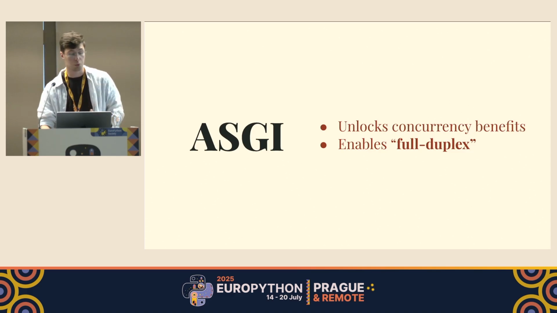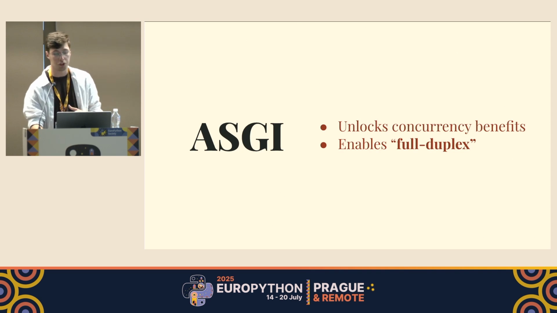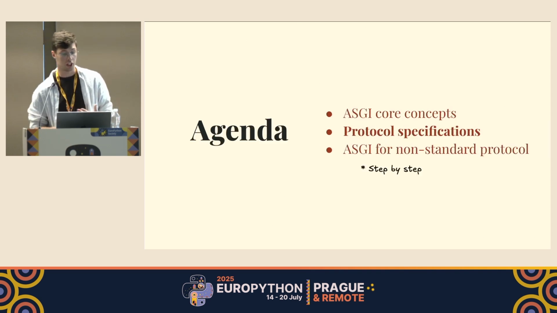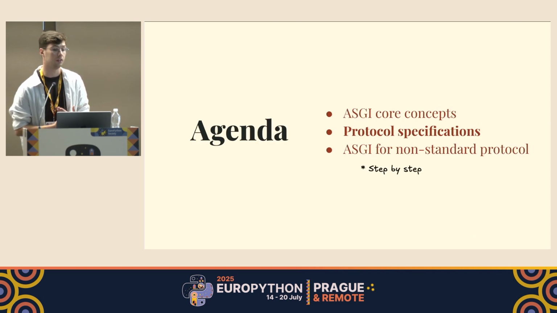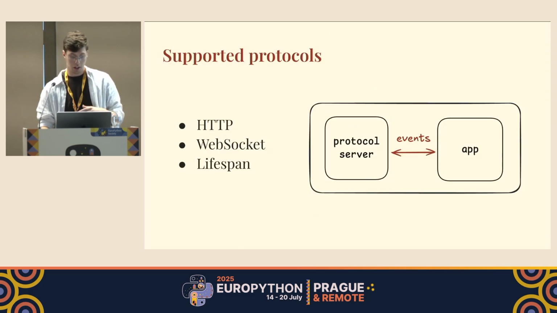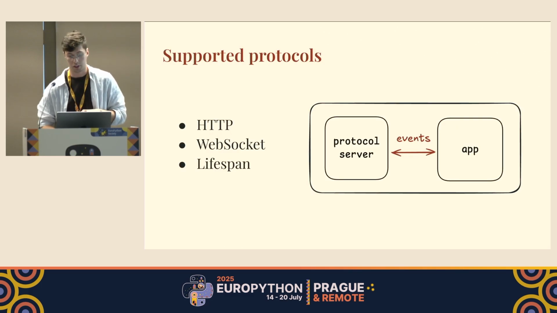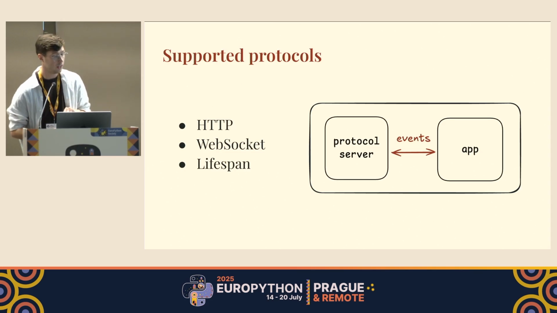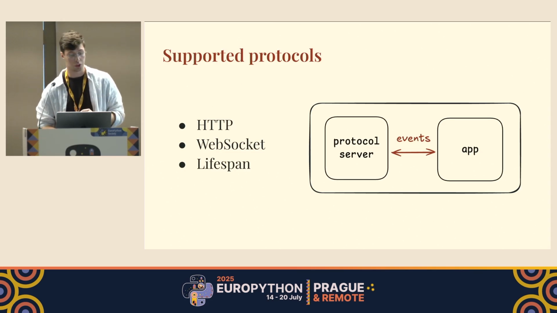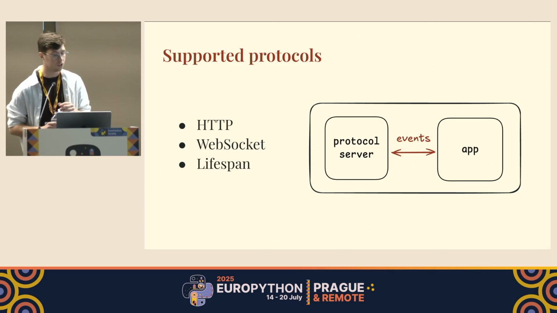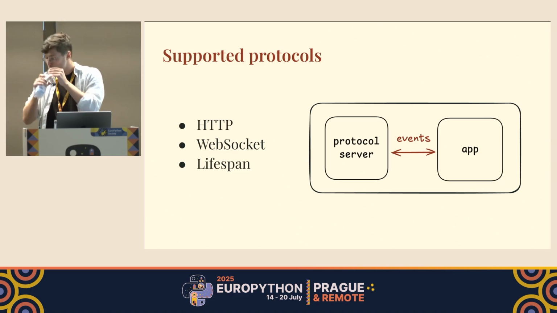And since we can support more protocols and are not limited to HTTP, we can start thinking about what is supported in ASGI by default. And by default, we have 3 protocols: HTTP and WebSocket, which I have already mentioned before, and the lifespan protocol, which I find quite important and interesting to discuss here.